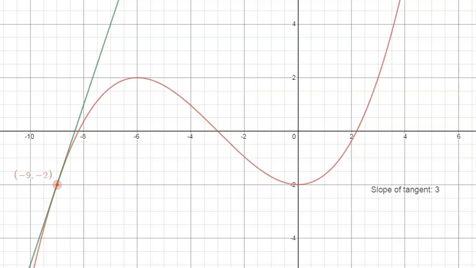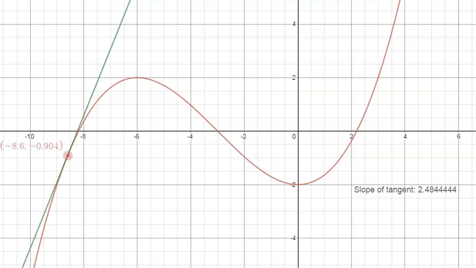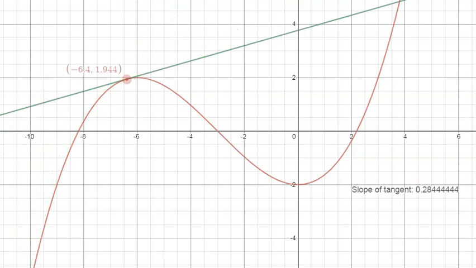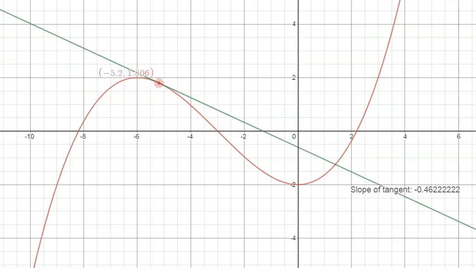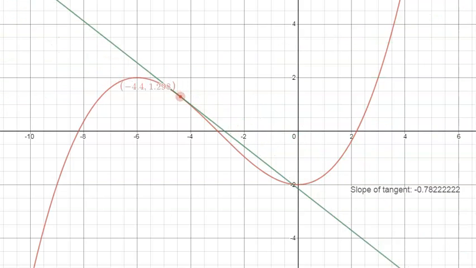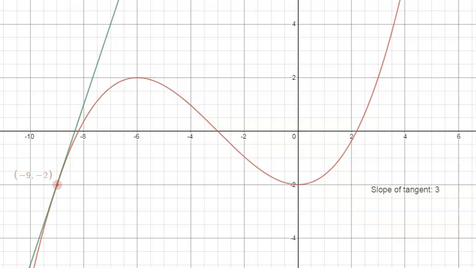And you can actually see that by changing the point on the curve, the gradient of the curve at each point varies according to the slope of the drawn tangent. Now going back to the point -9, -2, since we linked the derivative to the gradient of the curve at each point, which is the slope of the tangent.